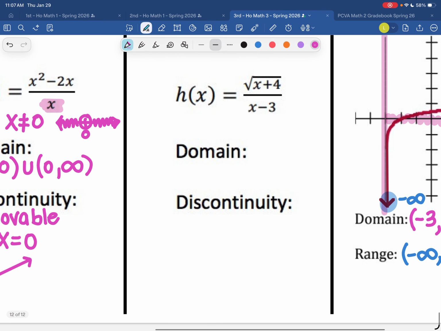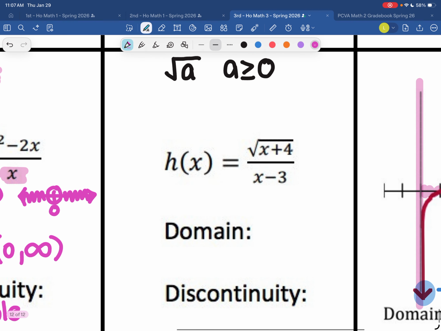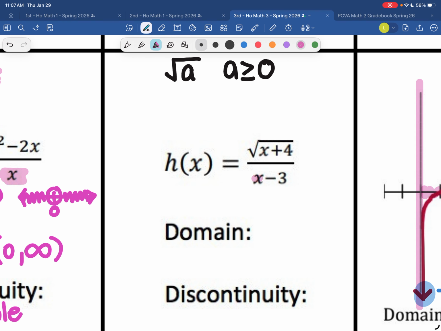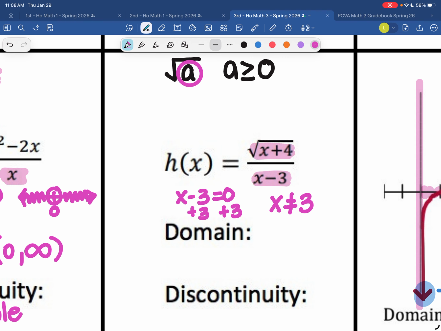All right, so when I look at this one, this one actually has a denominator, x minus 3, and this one also has a square root, so it's got both of them. So I can say that x minus 3 equals 0, and if I solve that and I add 3 over, I now can say that x cannot equal 3. So I know that there's some type of discontinuity at 3, but I also need to take into account that square root. So remember I said if I have a square root, that means that whatever is inside the square root has to be greater than or equal to 0.